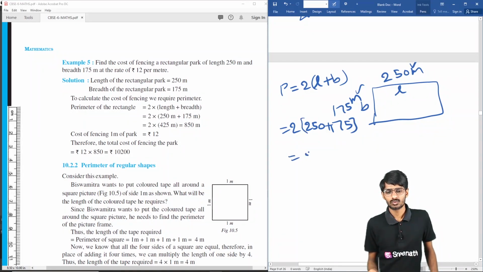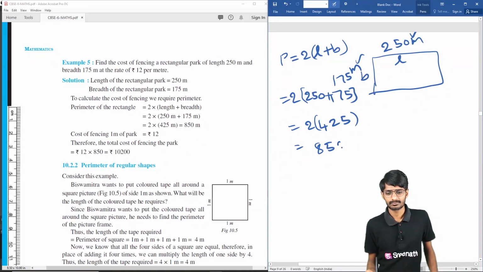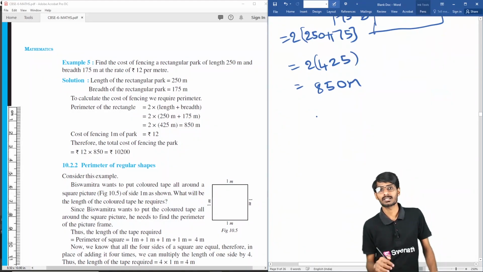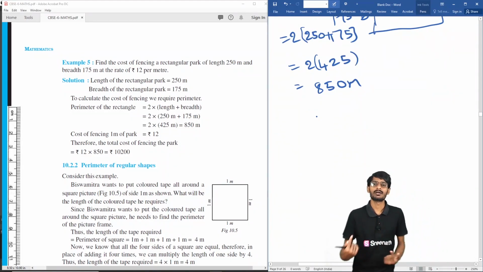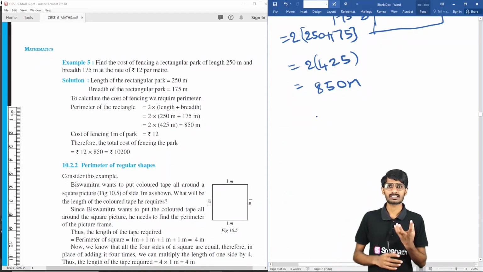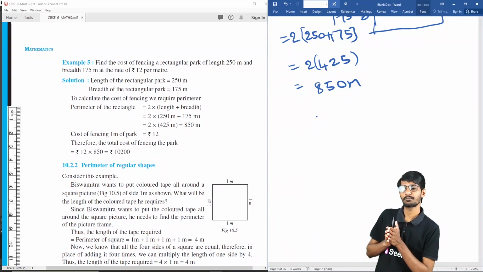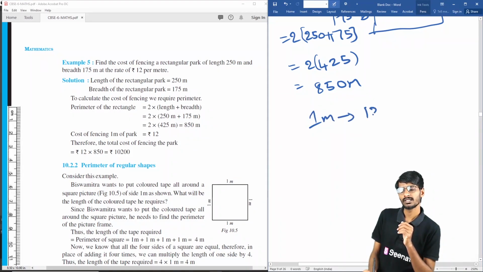So which means 2 into 425, so which means 850. So total how many meters? 850 meters around the park. So we have to construct the fencing up to 850 meters. For 1 meter it is 12 rupees. Then for 850 meters it is 850 into 12 rupees.